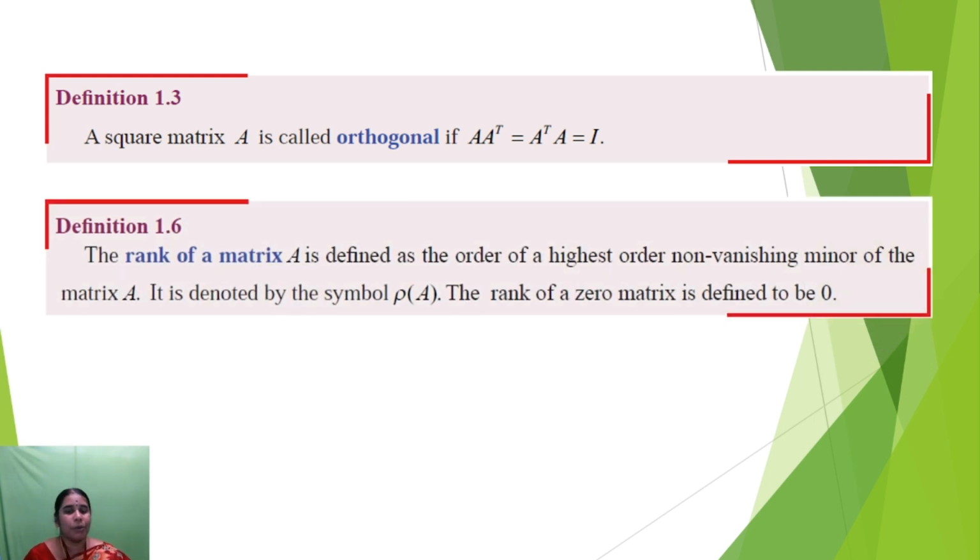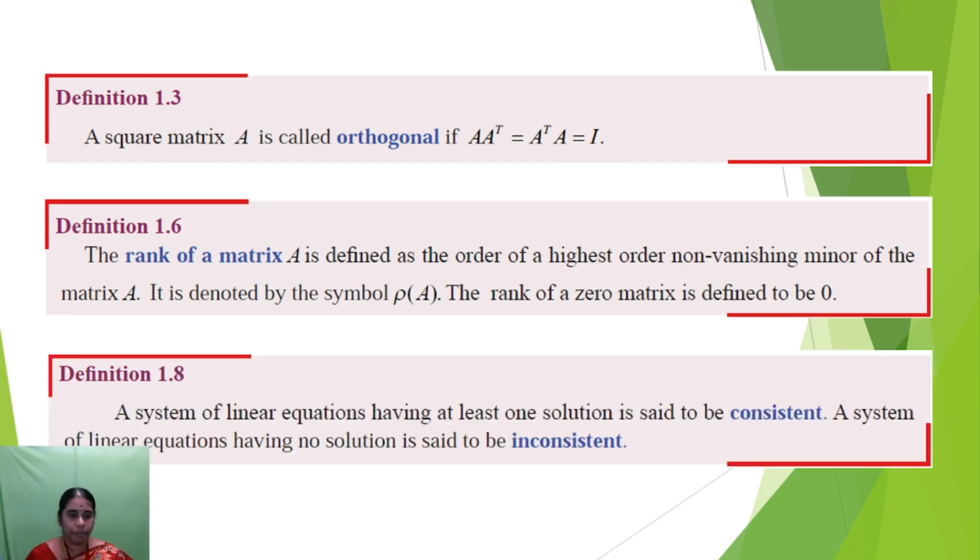Next thing, rank of a matrix. It is denoted by rho of A. The rank of the matrix is nothing but the order of the highest order non-vanishing minor of the matrix A. It is clearly known that the rank of a zero matrix is defined to be 0. Otherwise, it should be at least 1.